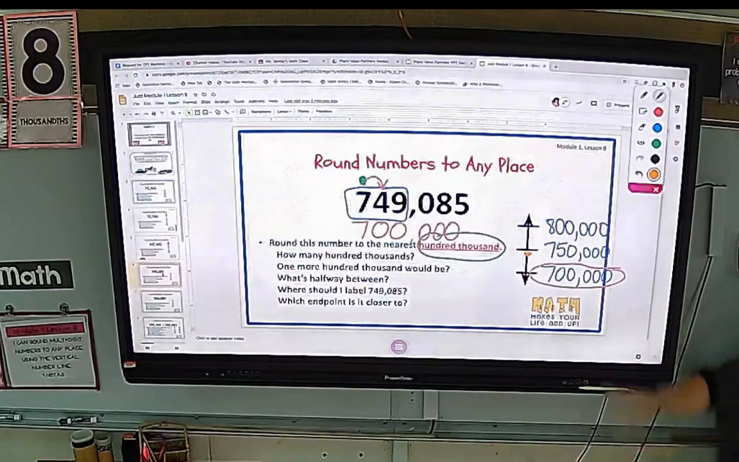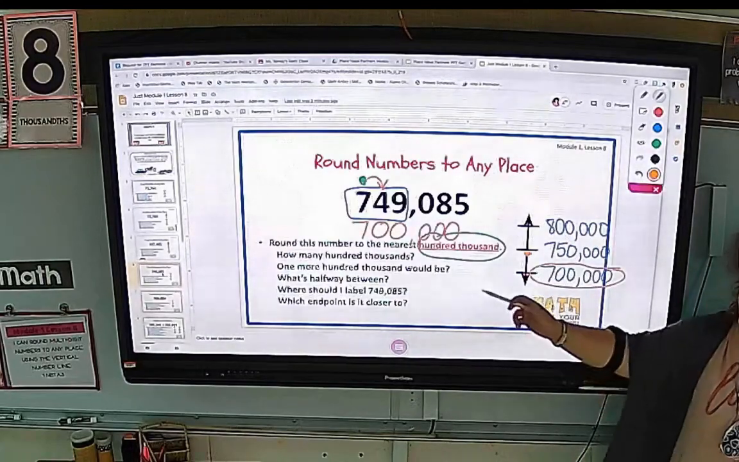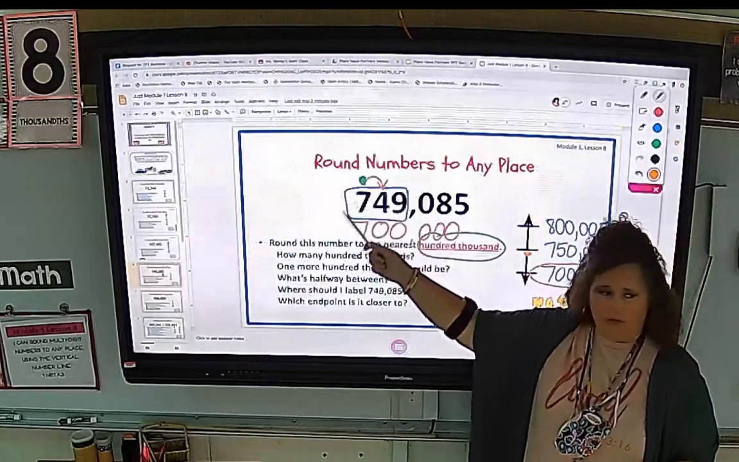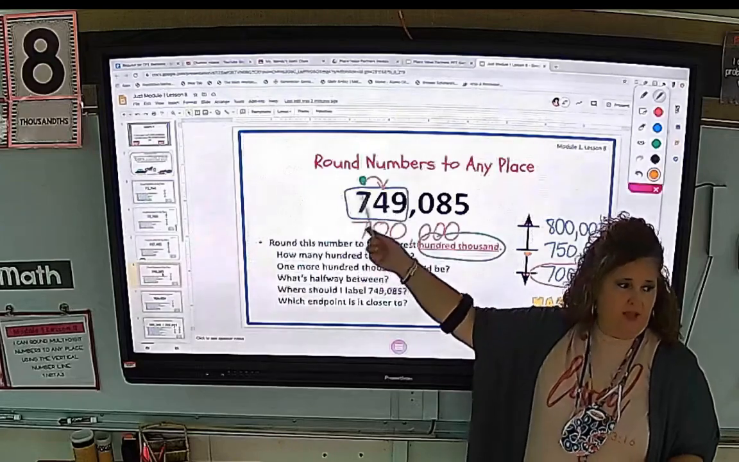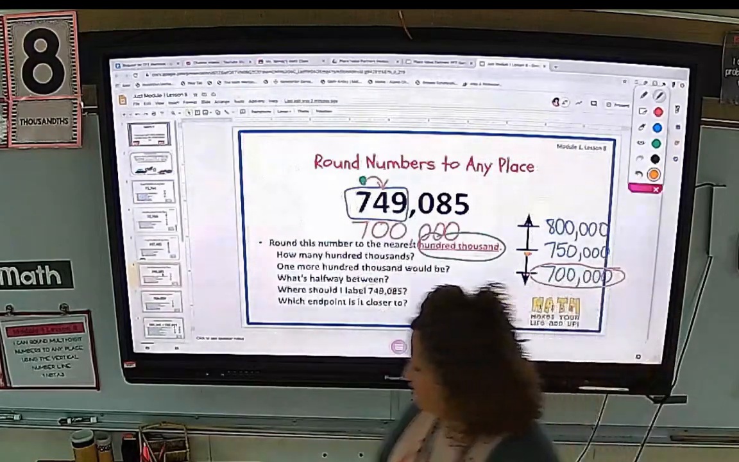Okay? The number line helps you see where that dot is. It helps you see it. This is what's happening on the number line. Okay? All right.